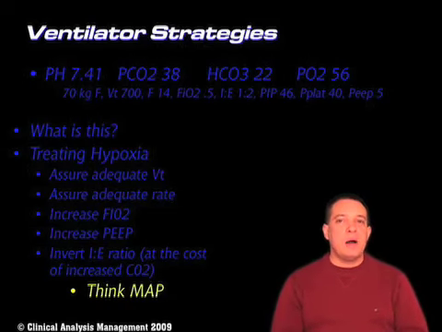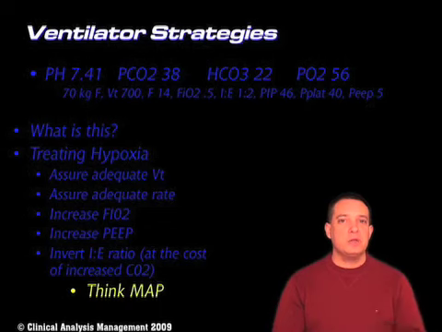So again, remember with hypoxic respiratory failure, the big thing we want to think about is the mean airway pressure. The quickest way to improve the mean airway pressure is to put the patient on PEEP. If that doesn't work, then we need to think about inverting the IE ratio.